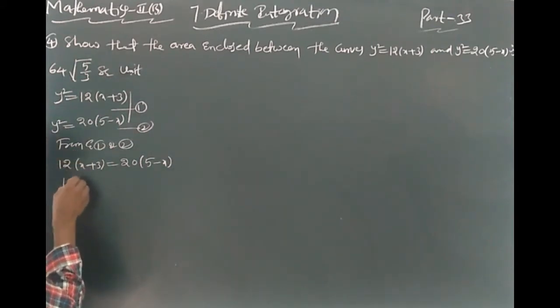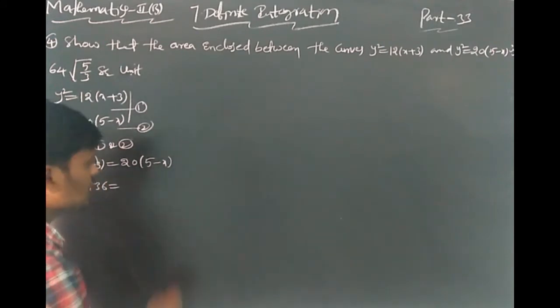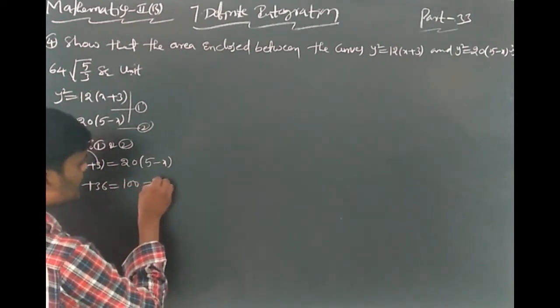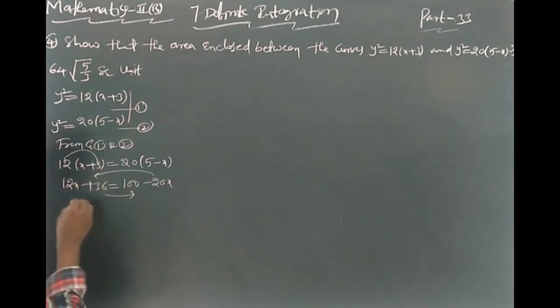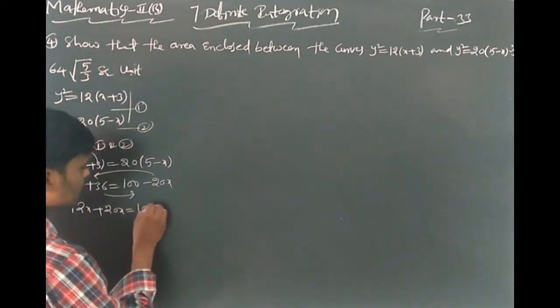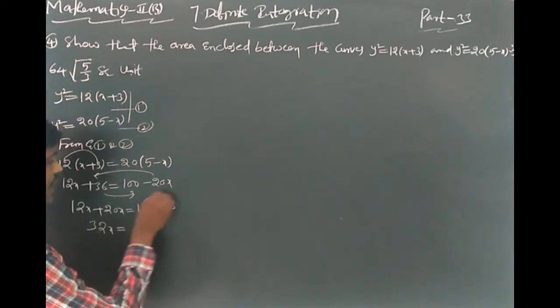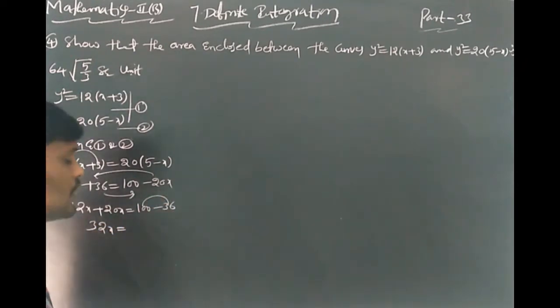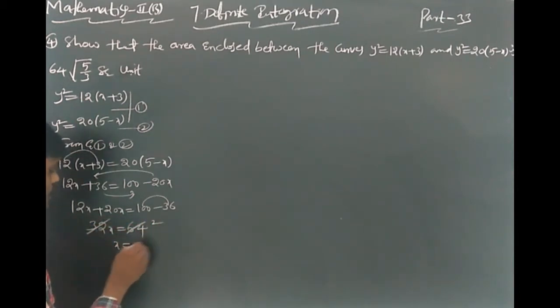Next, 12x plus 12 threes is 36, equal to 20 into 5 is 100 minus 20x. After that, 12x plus 20x is equal to 100 minus 36. 12x plus 20x is 32x. 32x is equal to 100 minus 36, you get 64. 32 twos are 64, so the x value is 2.